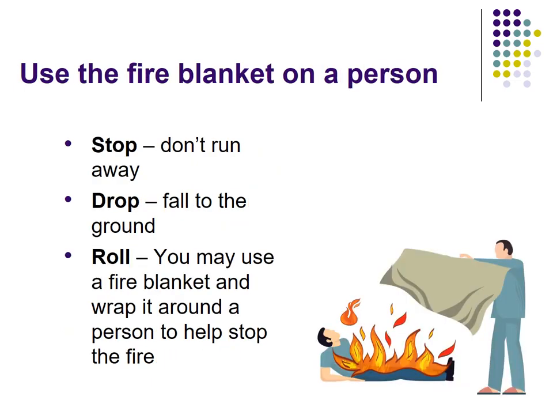Use the fire blanket on a person. If there is a fire on a person, you can use the fire blanket to extinguish it. Here is a simple way you have to follow. Stop, don't run away. Drop, fall to the ground. Okay, you have to fall on the ground. Roll. You may use the fire blanket and wrap it around the person to help stop the fire. Okay, this is one method to use the fire blanket if there is a fire on a person.